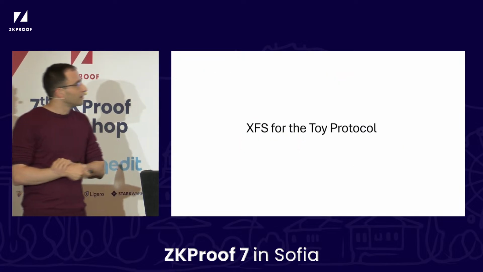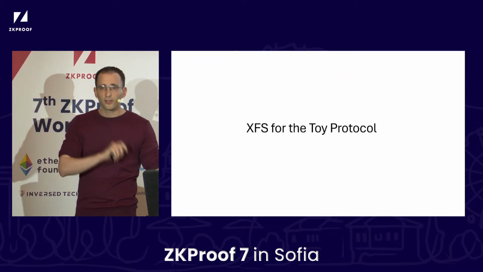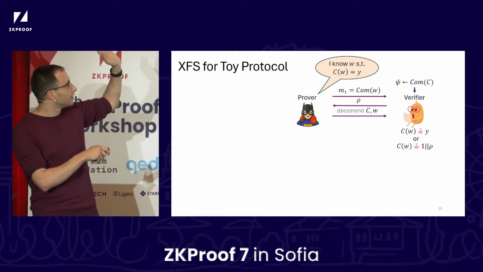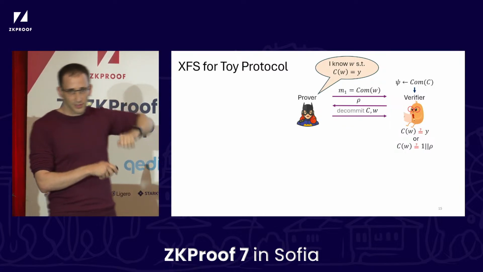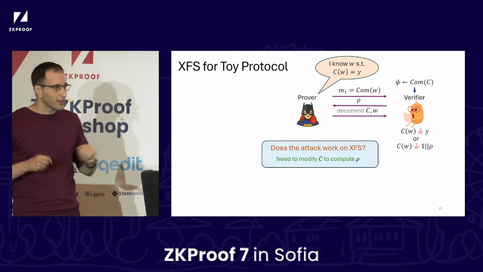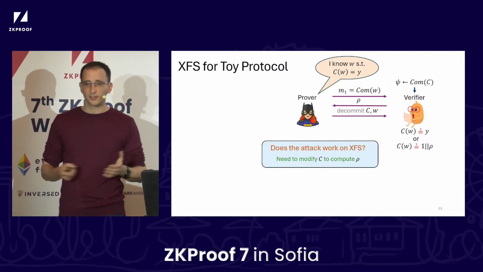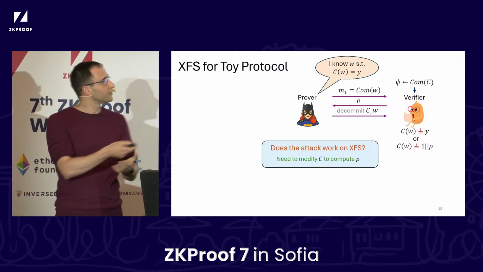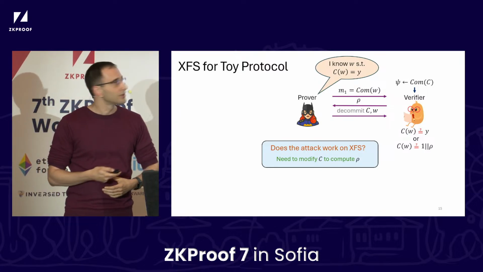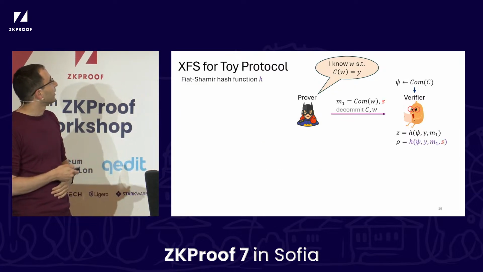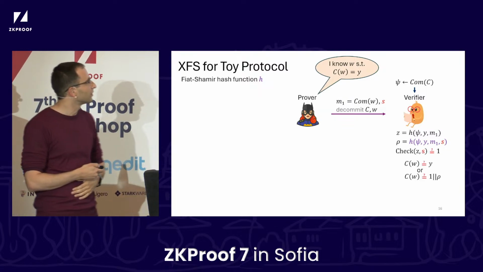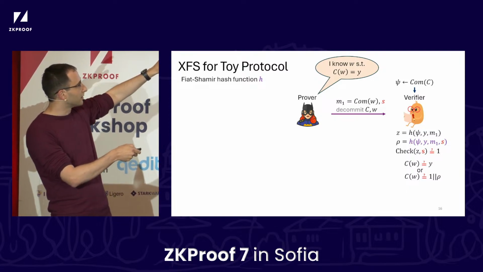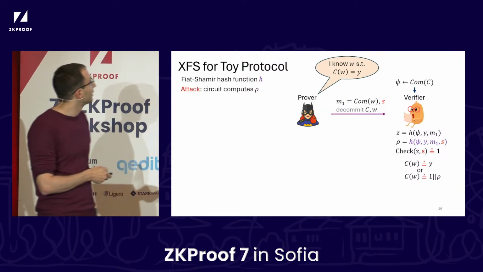Let's see what happens for this new transformation on the toy protocol that we saw before. Remember the toy protocol: we just committed to everything and then decommitted to it, and we had the counterexample. We can ask, does this attack work on XFS? We need to modify the circuit C now to compute rho, if we want the circuit to attack. So fix any Fiat-Shamir hash function. This is the compiled protocol with XFS, now with the puzzle added and the check of the solution.